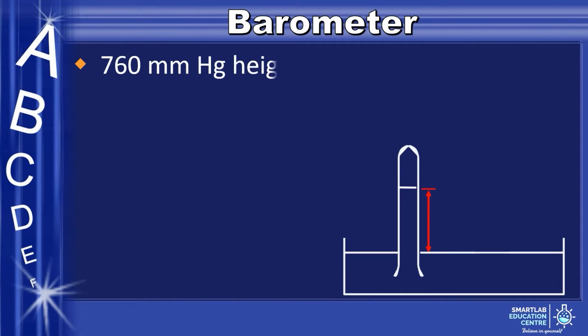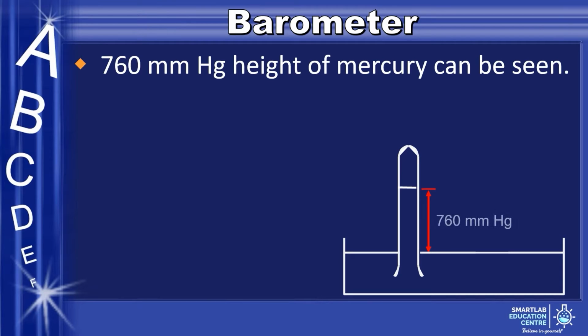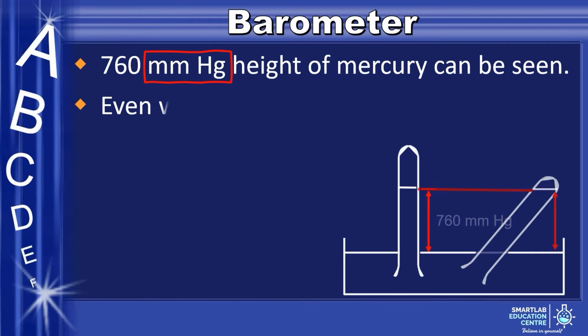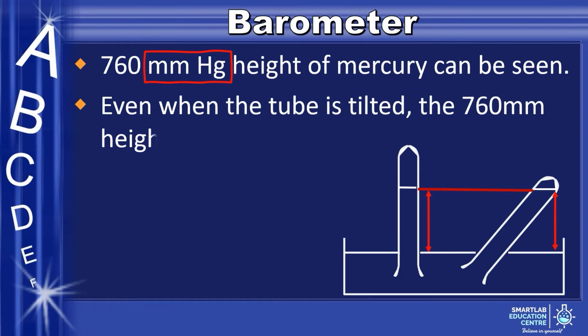When we use a barometer, 760 mmHg of mercury can be seen. We use mmHg to measure atmospheric pressure in a barometer. 760 mmHg is the pressure exerted by the atmosphere. Even if we tilt the tube, the 760 mm height is still maintained.